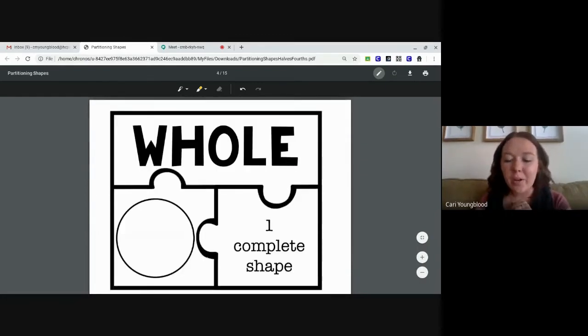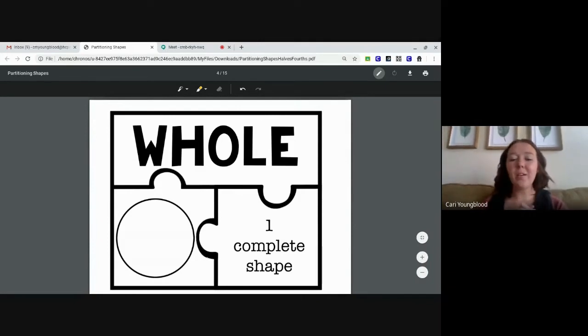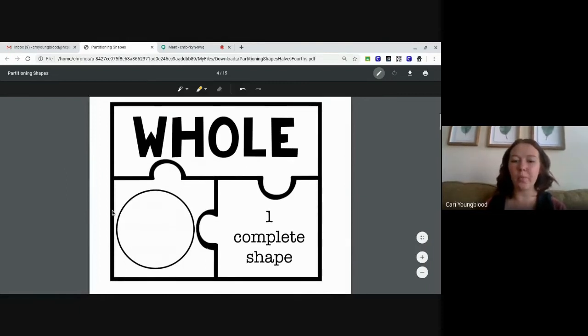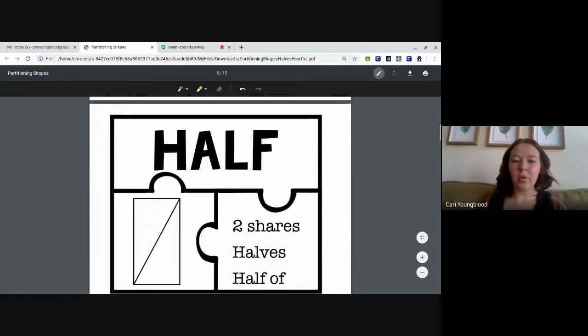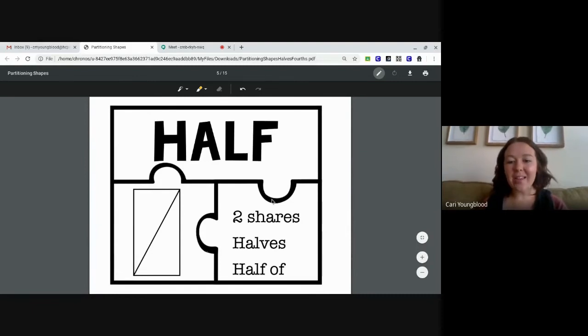So let's do a quick review. All right, we know that a whole shape is one complete shape. This circle here is a whole circle. It is not partitioned or divided into any smaller pieces. It's one whole. We also learned that a half is 2 shares. It's halves or half of. Those are 3 different ways you might hear someone describe half, okay?